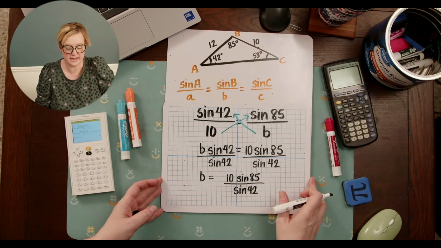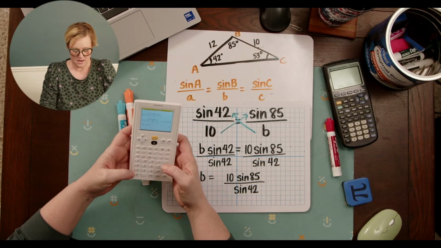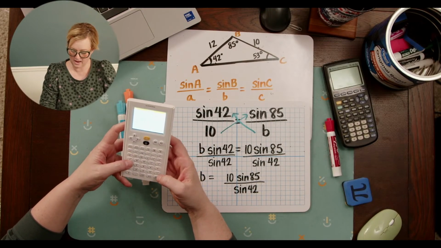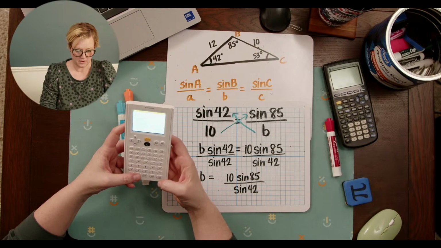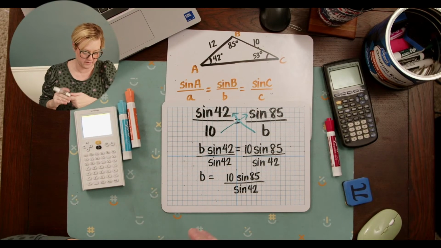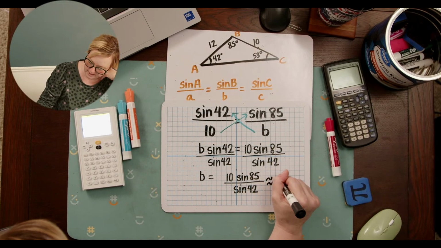And this I can just type into my calculator. So I've got 10 sine 85 divided by sine 42, which gives me approximately 14.88789. So I'm going to say it is approximately 14.9.